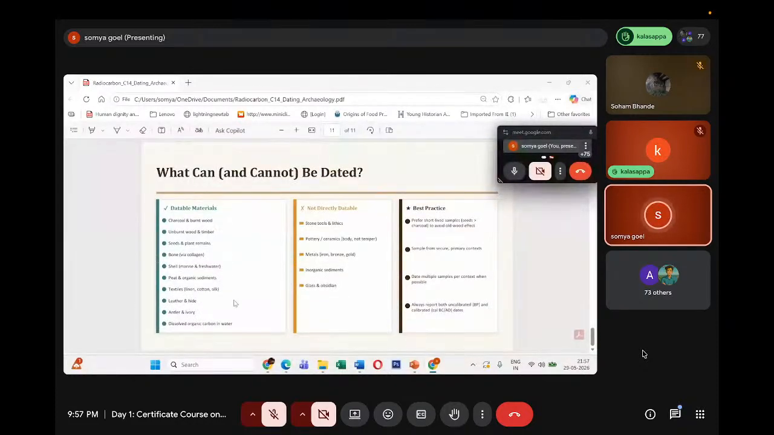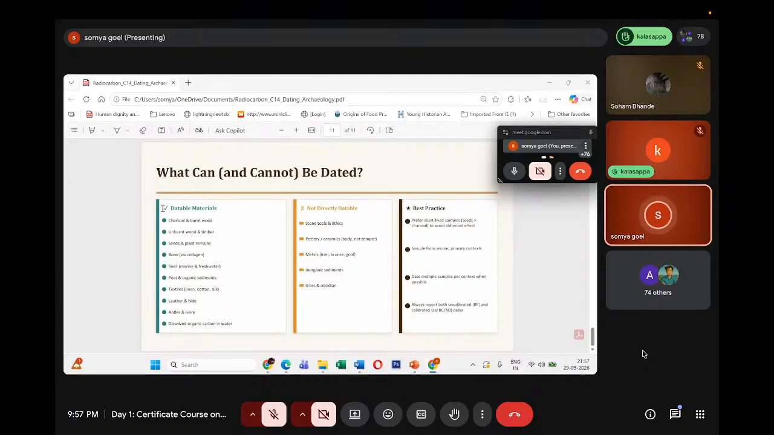Yes, so coming back to the material, so charcoal. Charcoal is one of the most commonly dated samples in the Indian context and in radiocarbon dating generally, because it also gives us a very precise and reliable date. Then we also have burnt wood. We also have all of these organic materials: seeds and plant remains, bones, shells, and then textile, organic sediments, leather, antler, ivory. Everything that is organic in this entire world is datable through radiocarbon dating.